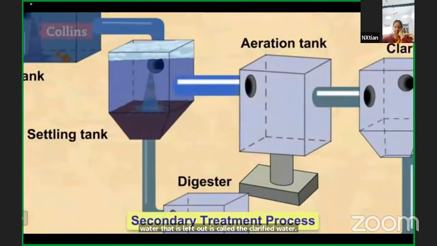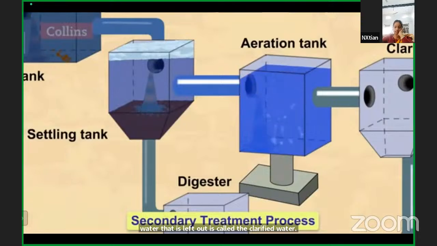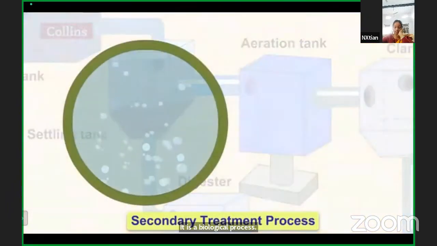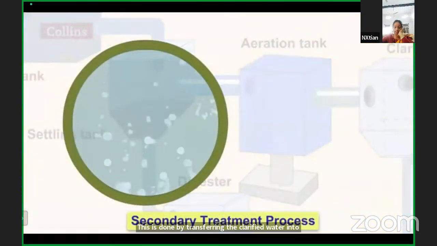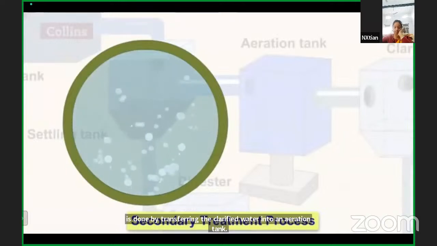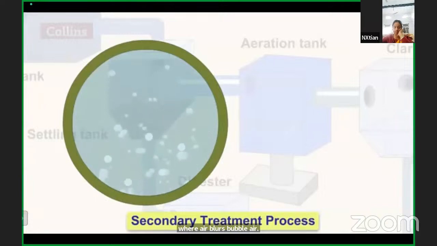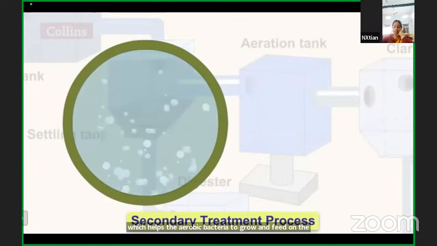In the secondary treatment process, biological or organic wastes are removed. It is a biological process. This is done by transferring the clarified water into an aeration tank where air blowers bubble air, which helps the aerobic bacteria to grow and feed on the organic contaminants such as food waste, feces, and other organisms.